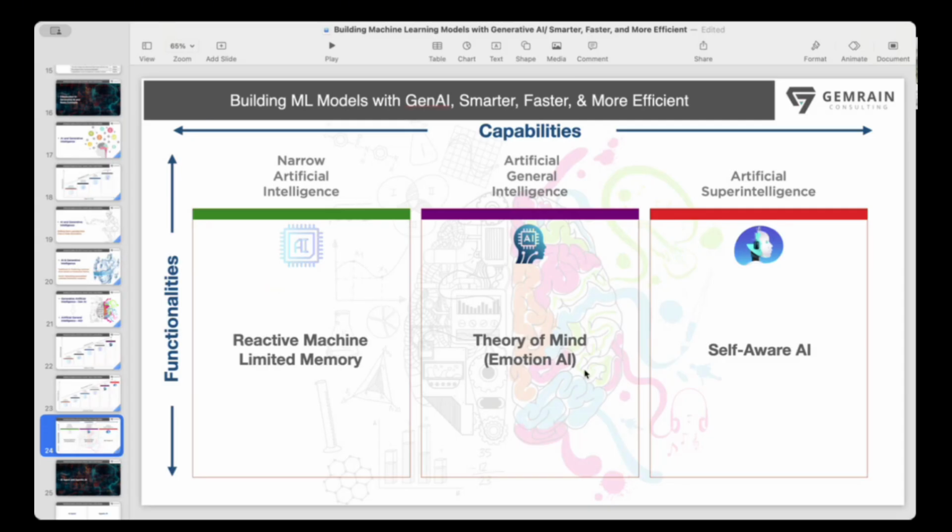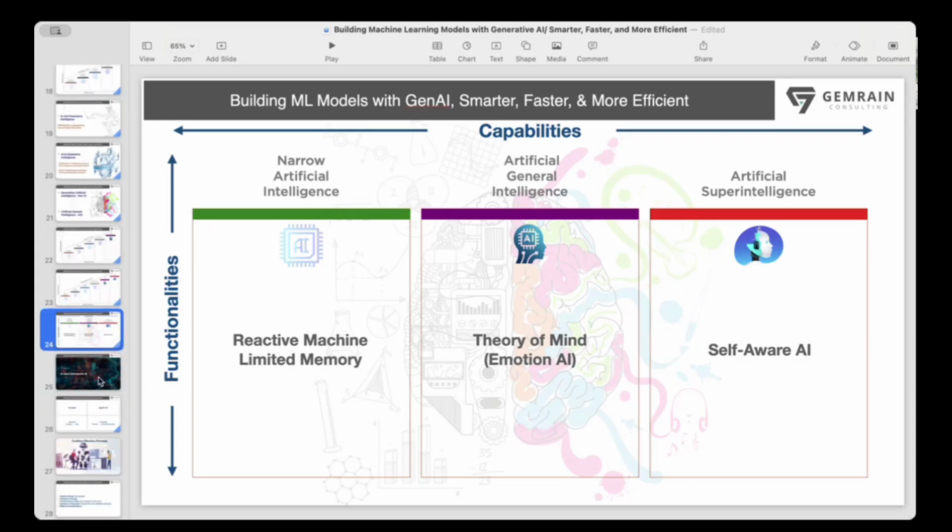All right. So will AI be more intelligent than human intelligence? We are going to discuss this by the end of today, or you may think about it and share your thoughts in the chat. All right. So this is what you need to think about in the future: AGI and ASI.